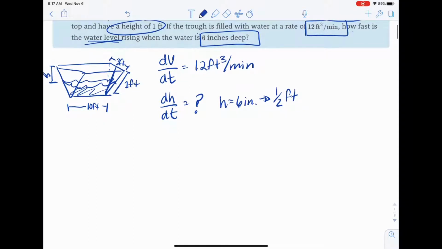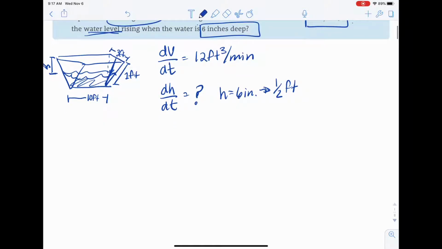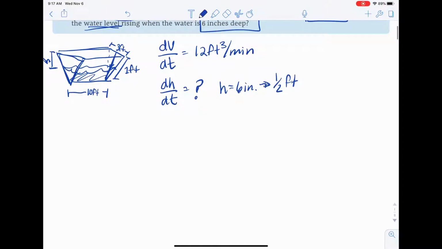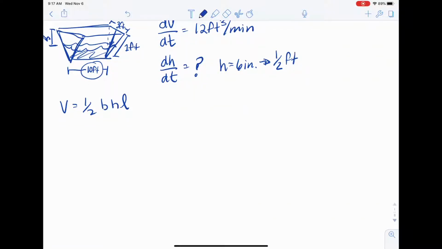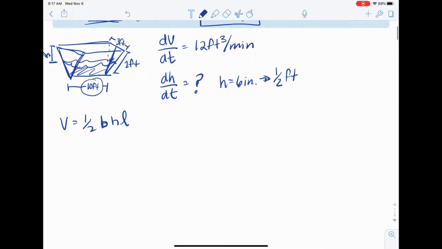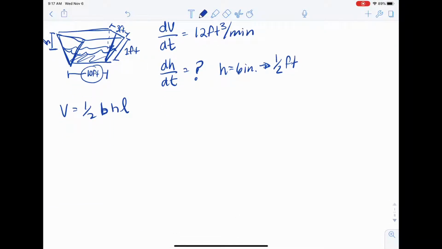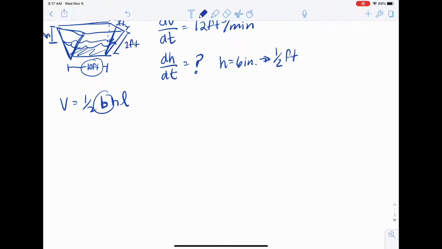Then we are going to need to find the equation. Now, since this is a triangular prism, we're going to need the volume of a triangular prism, which is V equals 1/2 times base times height times the length. Since we already have the length, which is just 10 feet, and we're trying to find the derivative of the height, we need to get rid of the base because we don't know what it is and it's not been given, so it's not asking for it. So how we're going to get rid of this is we're using the similar triangles concept here.